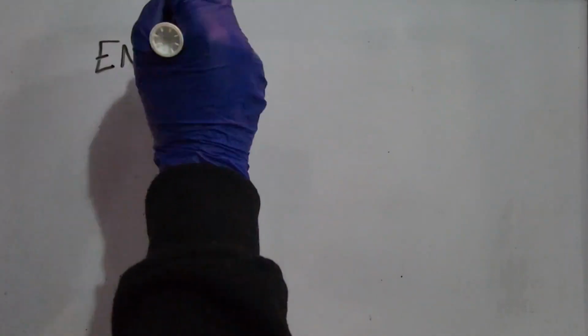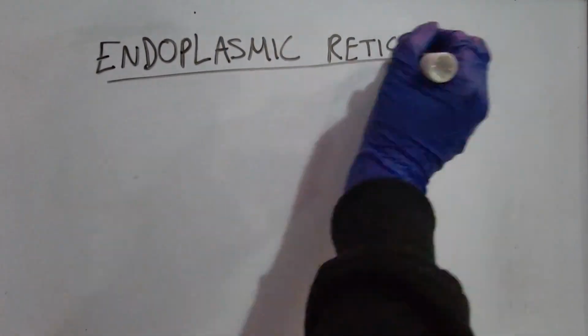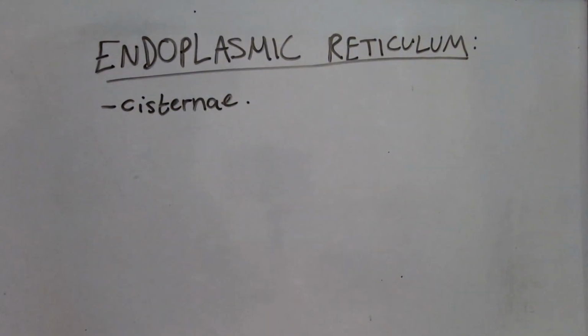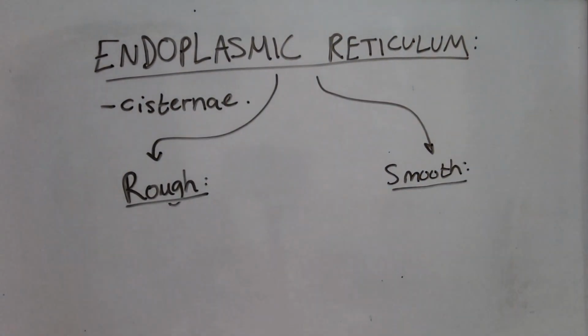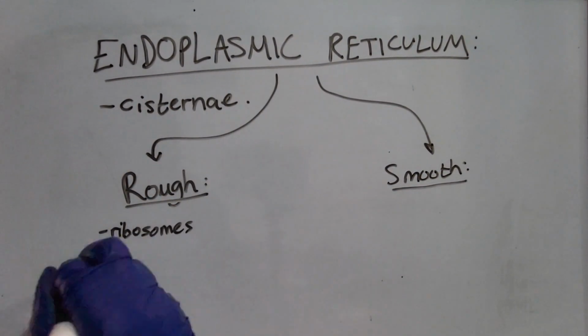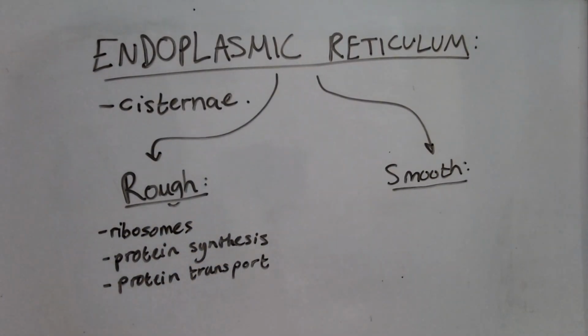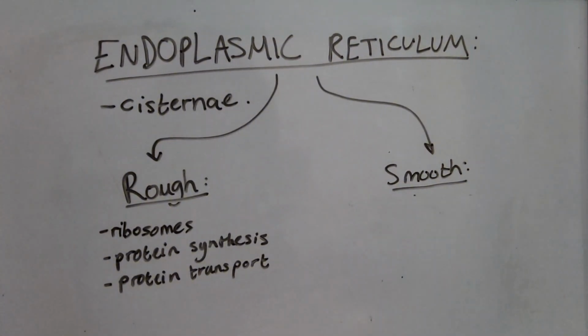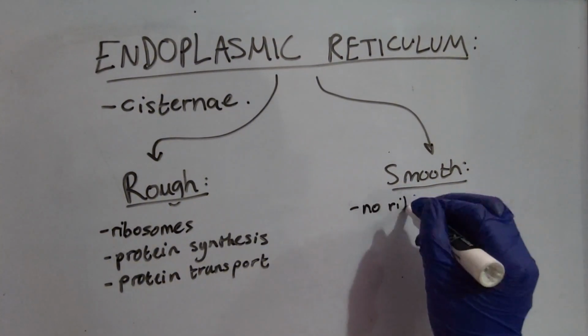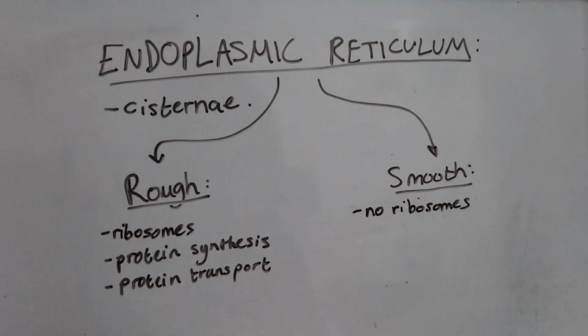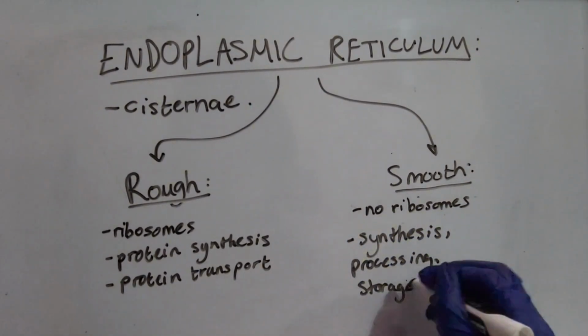The endoplasmic reticulum are made of membrane-enclosed folded and flattened sacs called cisternae. The rough endoplasmic reticulum has ribosomes bound to its surface. It's the site for protein synthesis and protein transport. This happens on the ribosomes that are on its surface. The smooth endoplasmic reticulum has no ribosomes on its surface, hence why it's called smooth. It synthesizes, processes, and stores lipids and carbohydrates.